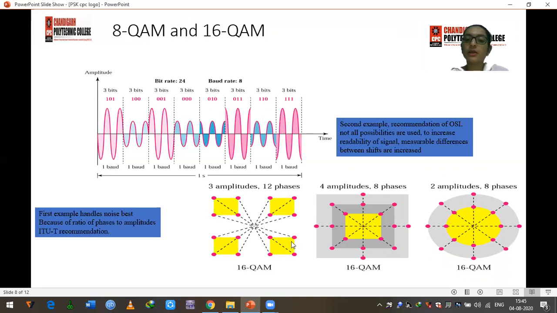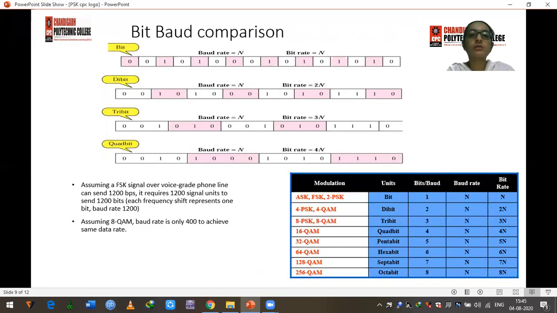And in 16 QAM, there would be 3 amplitudes and 12 phases. And in 16 QAM, it's 4 amplitudes and 8 phases. For 16 QAM, it's 2 amplitudes and 8 phases. All are different because of the ratio of phases to amplitudes. So, baud rate and bit rate comparison.